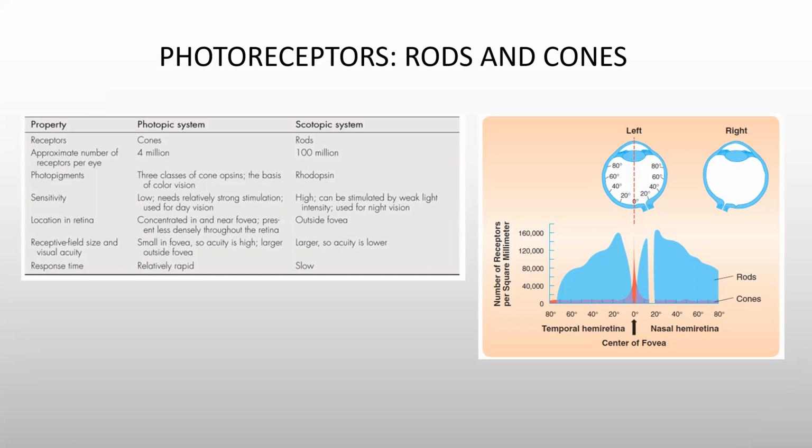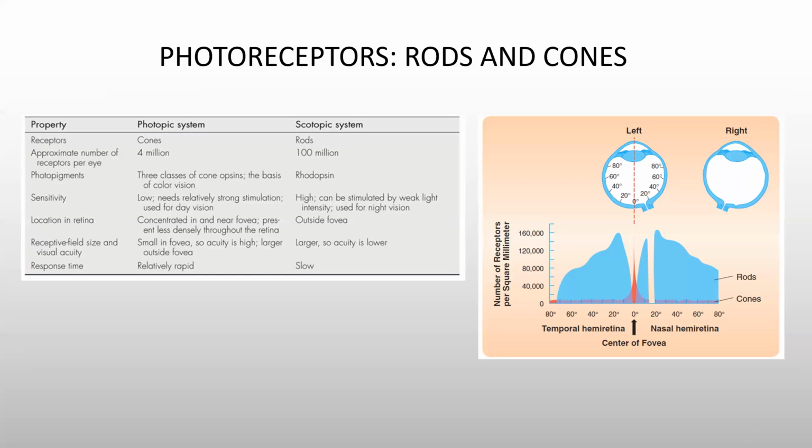Okay, more detail for you. Approximately how many of these cones do we have? Well, in the table there, it says 4 million. Okay, but for the scotopic system, rods, we actually have 100 million, many, many more. Okay, the photopigments, 3 classes of cone opsins, the basis of color vision, and we'll talk about that in a little bit. For the rods, only rhodopsin is the photopigment.